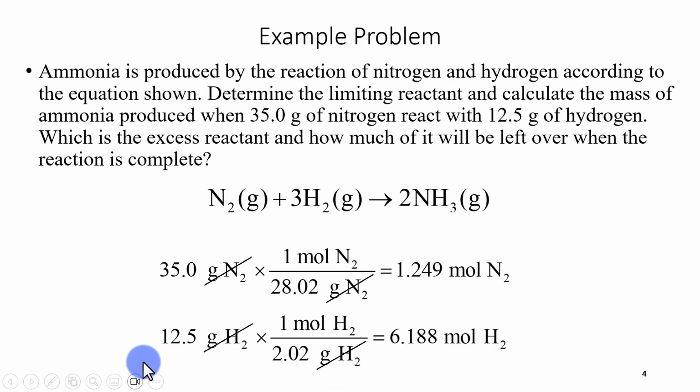I do the same thing for hydrogen. I start out with the amount that I'm given in the problem, 12.5 grams, times 1 mole of H2 weighs 2.02 grams. Grams cancel. 12.5 times 1 divided by 2.02, 6.188 moles of H2. So now that I have moles of both, I can use their molar coefficients here to convert from moles of nitrogen to moles of ammonia, or from moles of hydrogen to moles of ammonia.